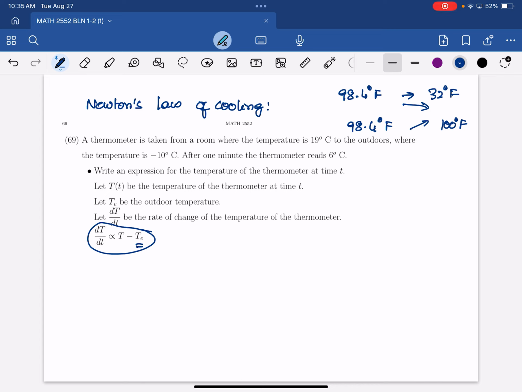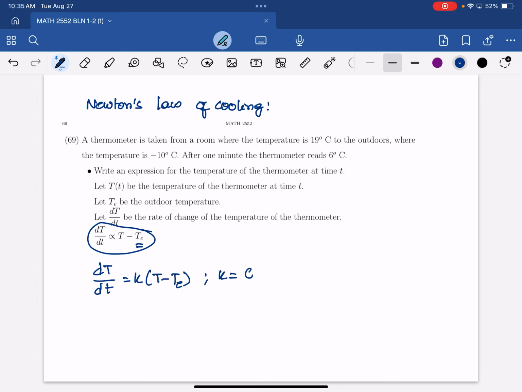Are you with me on that? That's a natural thing. The rate of change of temperature in the body is proportional to the difference between them. You have experienced it and you know it. So mathematically, you can write this as dT/dt equals K times (T minus TE), where K is a constant of proportionality. Clear?